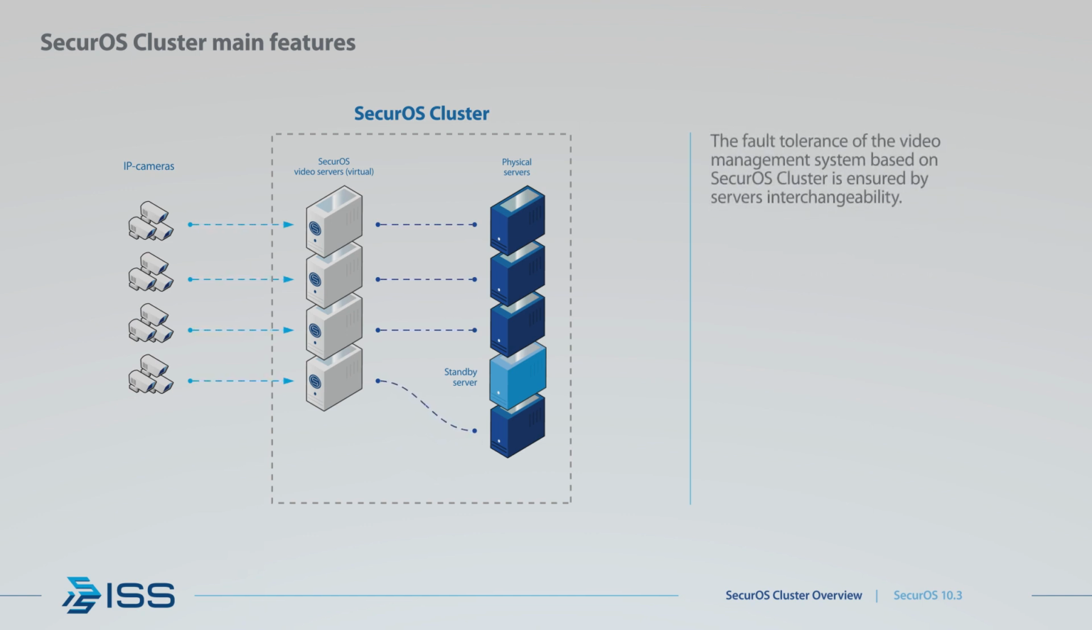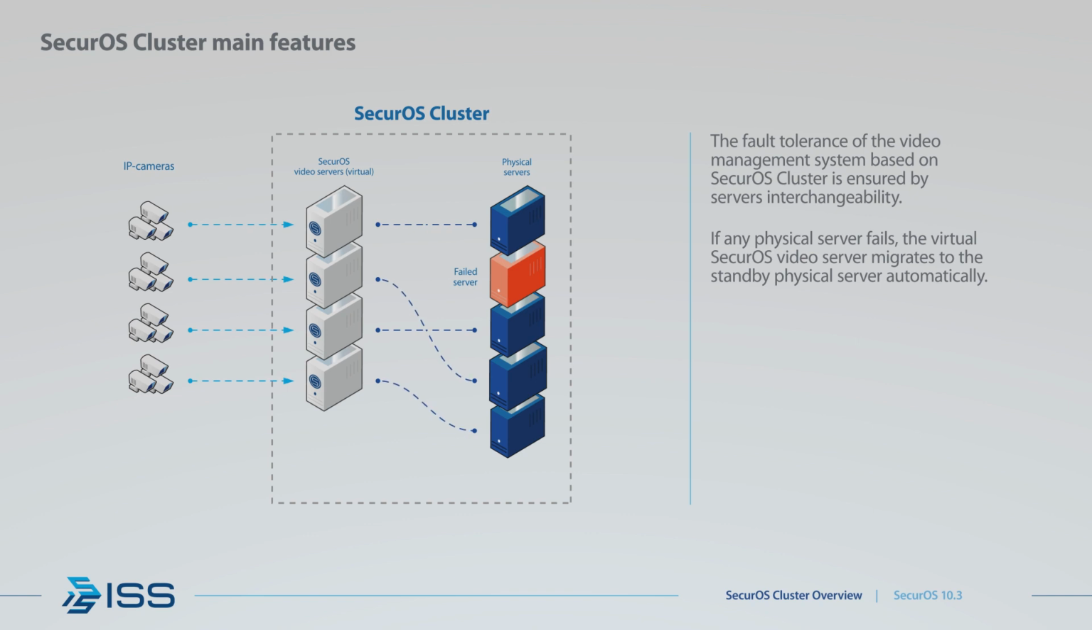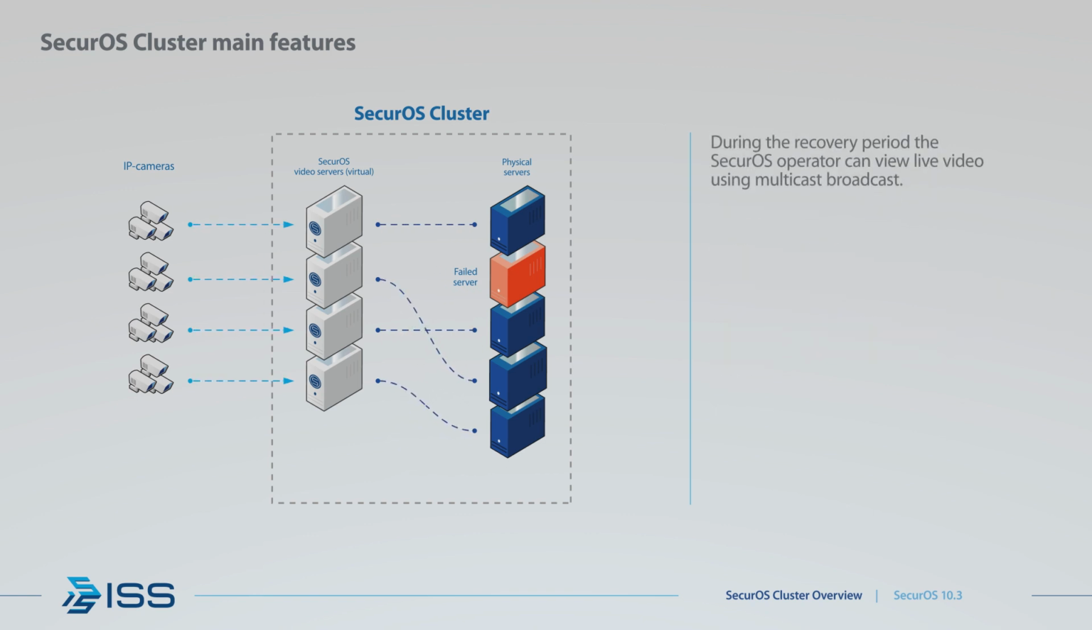The fault tolerance of the video management system based on SecurOS Cluster is ensured by servers' interchangeability. If any physical server fails, the virtual SecurOS video server migrates to the standby physical server automatically. The recovery time of the video server on the backup node is 30 to 120 seconds. During the recovery period, the SecurOS operator can view live video using multicast broadcast.